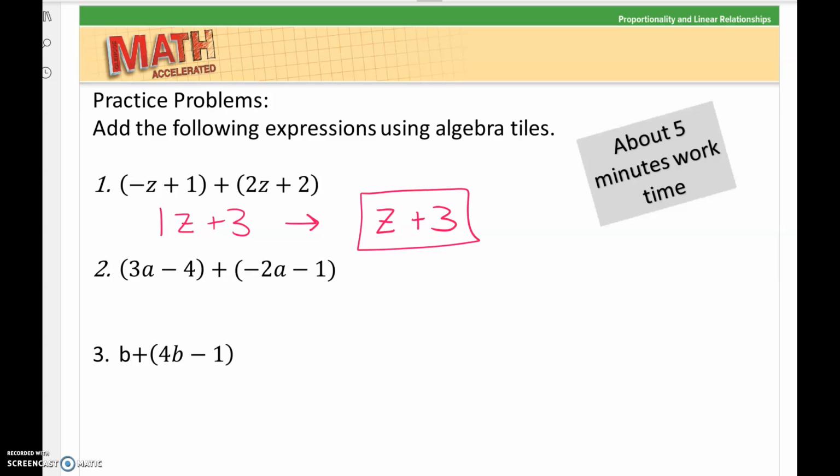All right, so 3a and negative 2a, there was some 0 pairs, so we're left with just a in this one. And then negative 4 and negative 1 makes negative 5, so a minus 5. Now this one, notice 1's just not a binomial, it just has one term, but that doesn't really change anything. It means the same thing, so we would have b and then 4b minus 1. So let's set that one up. So b plus 4b minus 1.